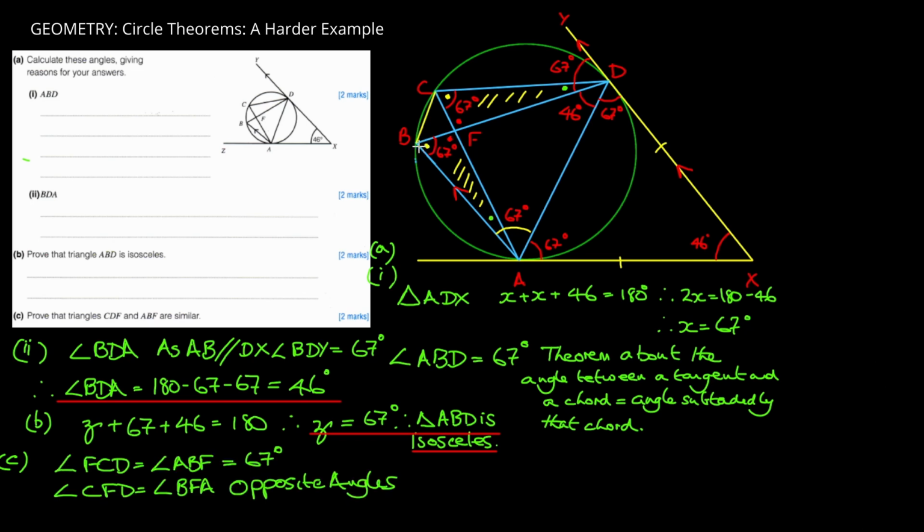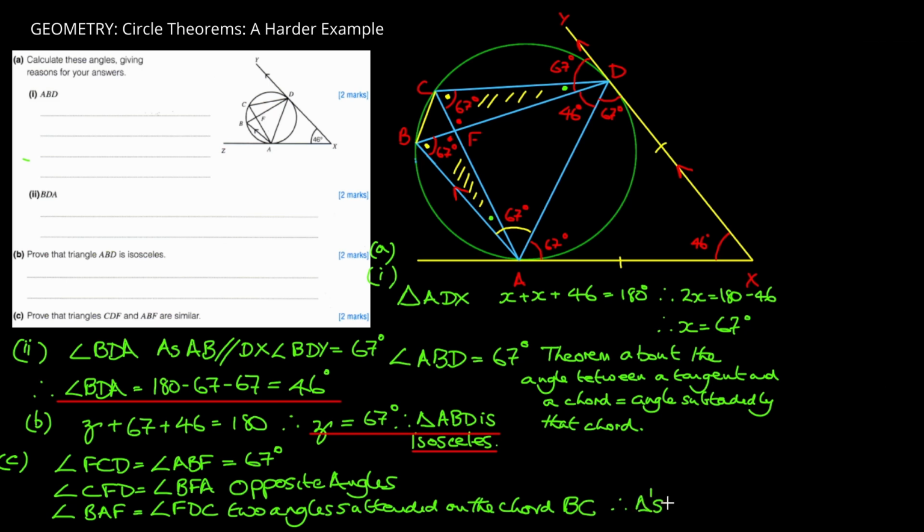Well, actually, as we've got two angles which are the same in a triangle, the third angles must be the same. But you can say that angle BAF equals angle FDC. Well, I'm going to write the circle theorem answer, which is that they are two angles subtended on the chord BC. Therefore, triangles are similar. And that's your answer to this part.